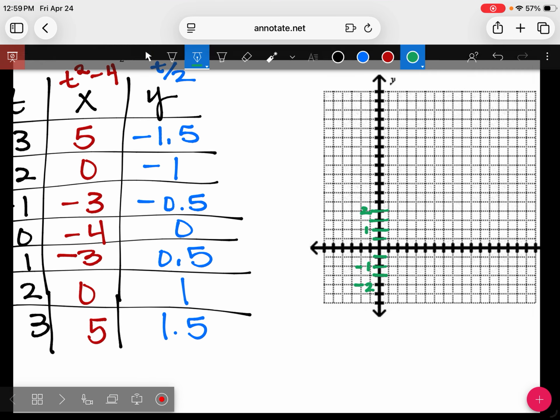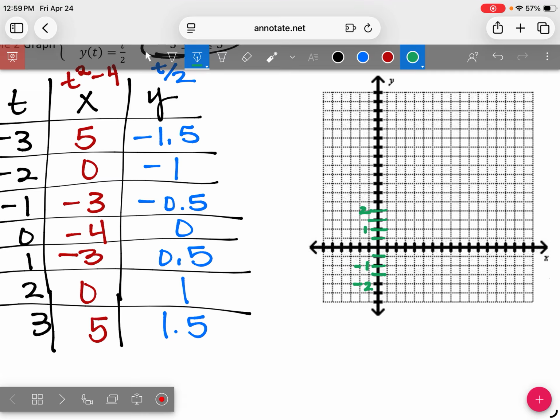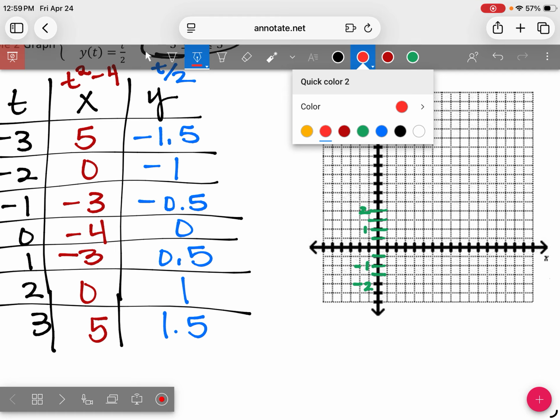My first point starts at X is 5. And it goes down 1.5. So let me count over. Okay. 1, 2, 3, 4, 5, down 1.5. That's going to be 3 hops down for me.